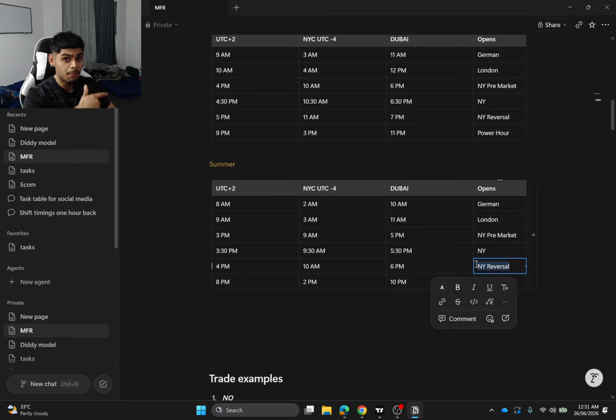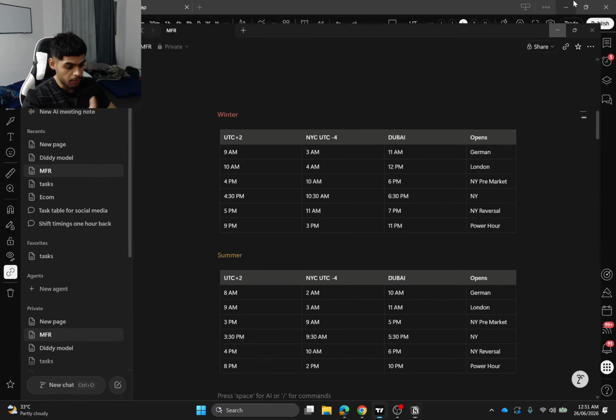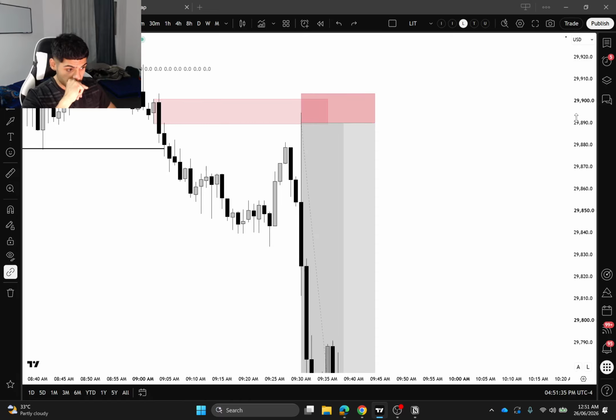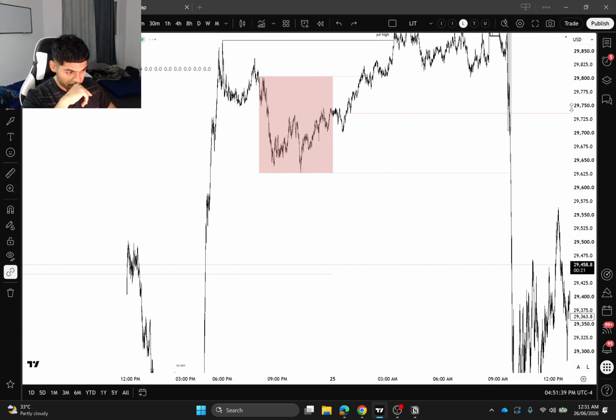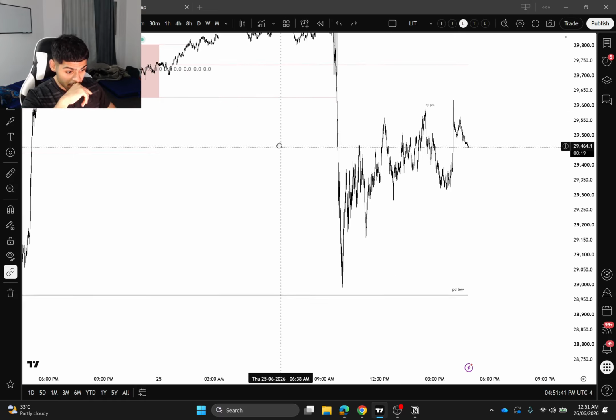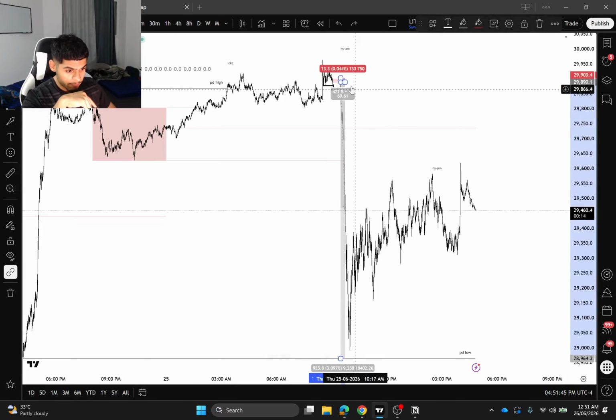That's where inducements happen if the sweep is not done in London session. And 2 p.m. New York, 10 p.m. Dubai, there is power hour. Winter and summer have different timings. So what exactly happens? We tap into this, and you tell me exactly where is the previous day low. This might sound crazy, right? But this is the previous day low. You could have caught this entire move all the way till here.